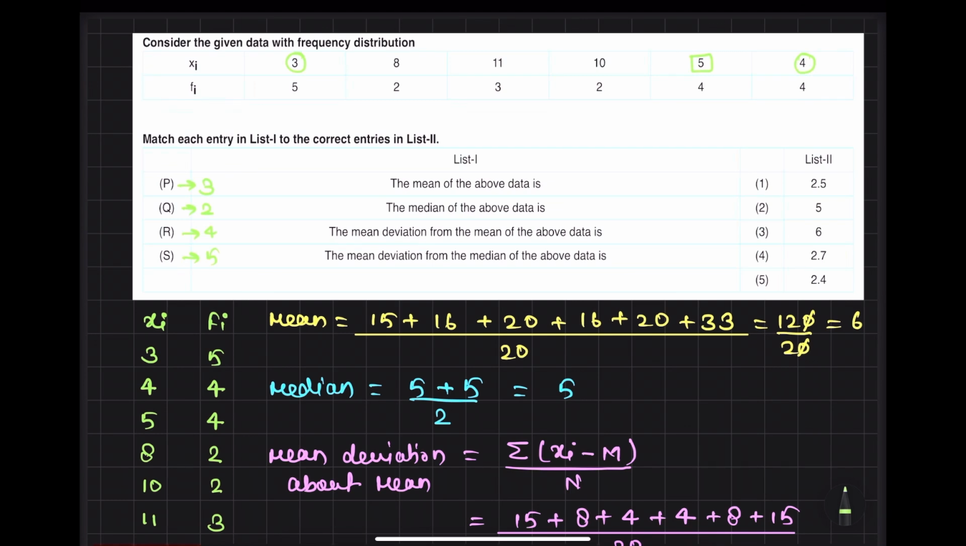I hope the idea is clear and you can handle similar situations, and this question has been asked in JEE Advanced. So for Advanced as well you have to prepare this chapter.